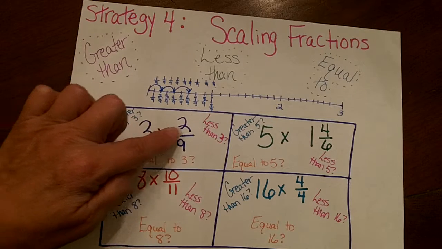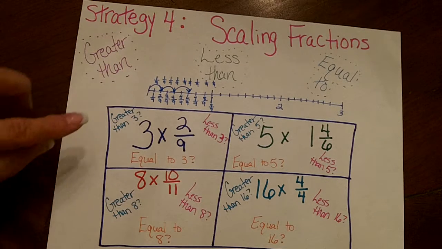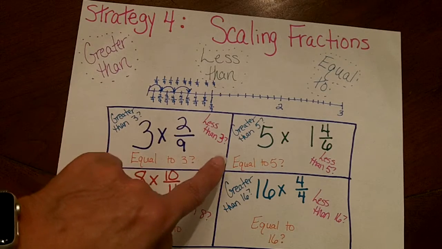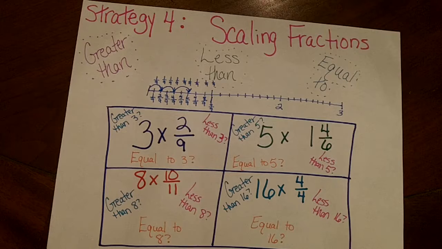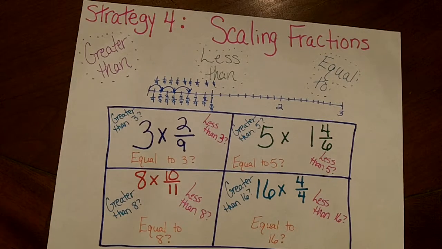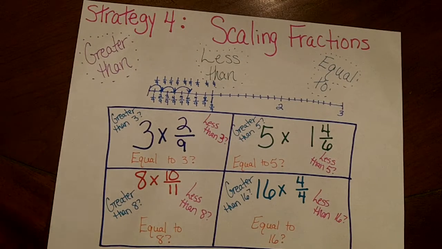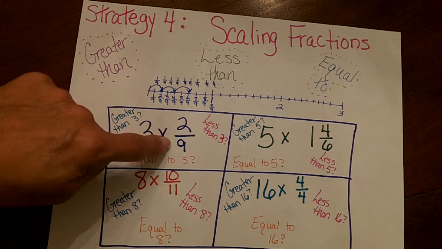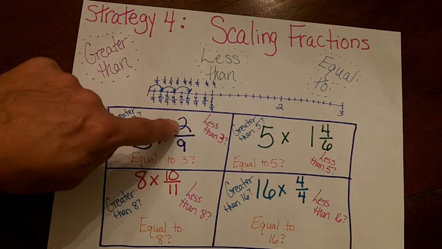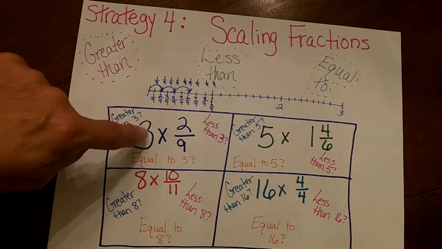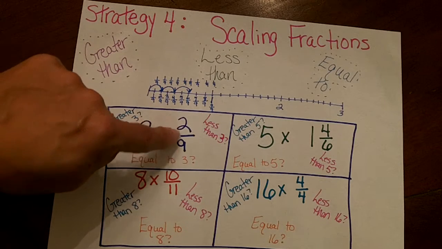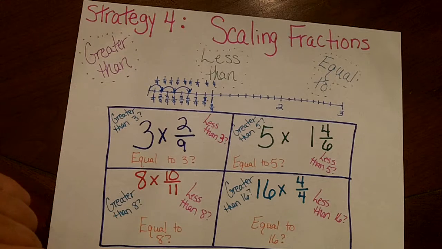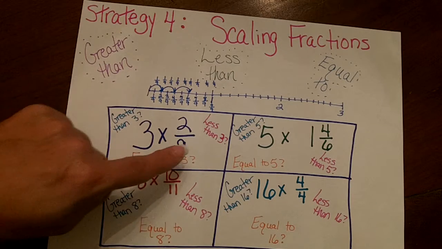I have 3 times 2/9. And I want to know, is my answer going to be greater than 3, less than 3, or equal to 3? So this is what I'm going to do. I'm going to look at this fraction right here. 2/9 is less than 1. So if I multiply 2/9 3 different times, I know that this fraction is less than 1, so I'm thinking that my answer is going to be less than 3.